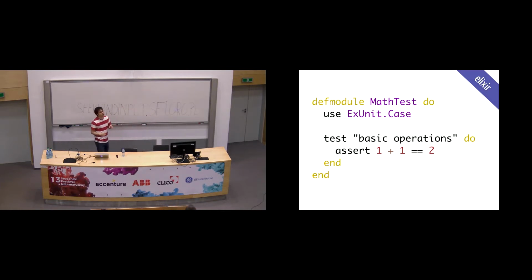Most Elixir code follows this structure. First, you define a module. You say, this is a module called MathTest. And you say, I want to bring in the ExUnit case features. And then you define a test that has a bunch of sequential instructions it has to execute. And depending on the programming language that you're using, you wrote unit tests very similar to this.